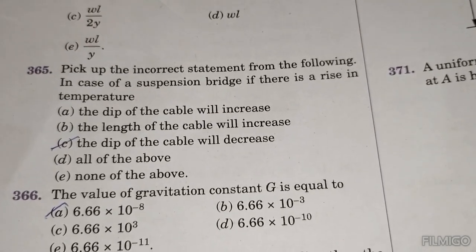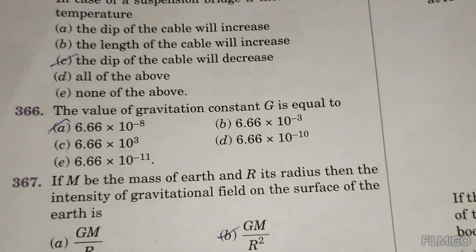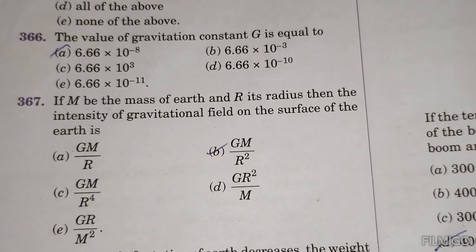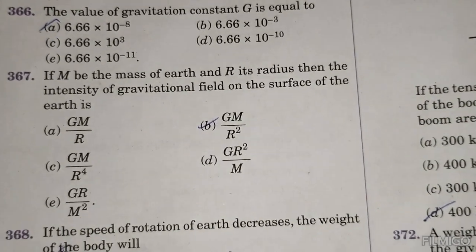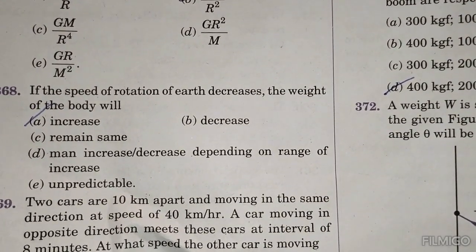Pick up the incorrect statement. The value of the gravitation constant G is equal to 6.67 times 10 power minus 11. Let M be the mass of the earth and r its radius; the intensity of the gravitational field on the surface of the earth is GM by r square. If the speed of rotation of the earth decreases, the weight of a body will increase.